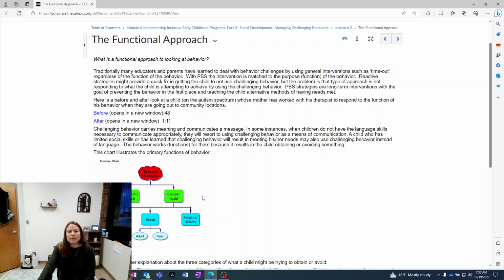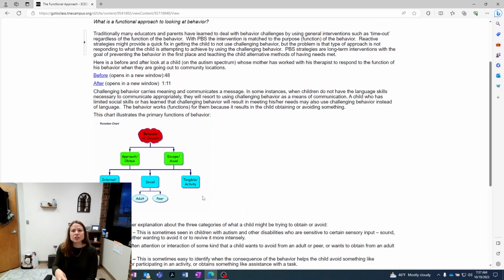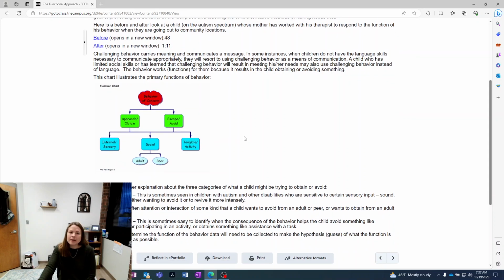So for instance, whenever we go back to saying to you that children try to communicate stuff to you with their behavior, right? Sometimes they do not have the necessary skills to talk to you to communicate what they need. So if they have something they're trying to gain or a need, they're going to communicate to you in the best way they know how, which sometimes is a challenging behavior. So when we try to figure out the function, the reason why, this chart looks specifically at primary functions of behavior, right? So it may be a social thing.